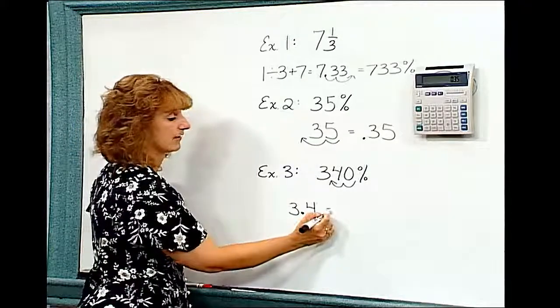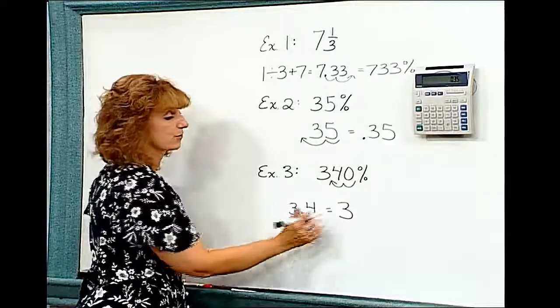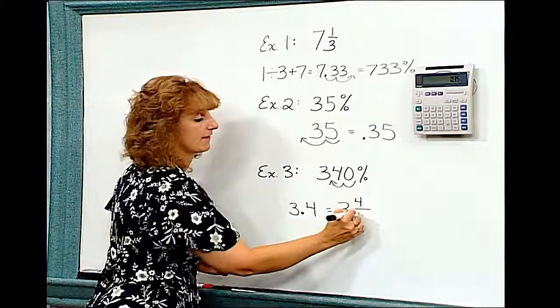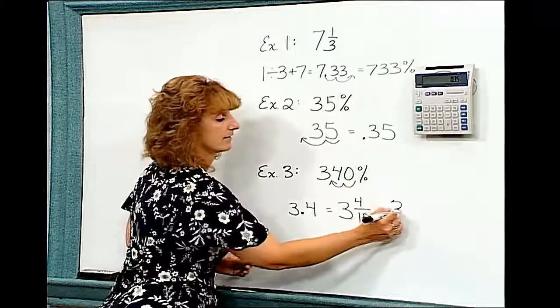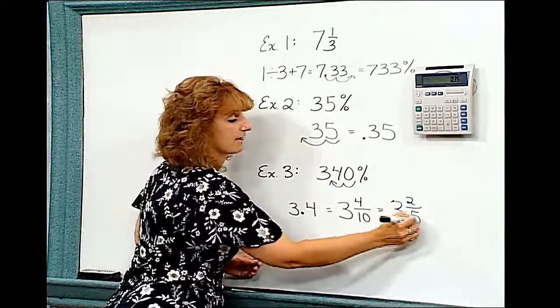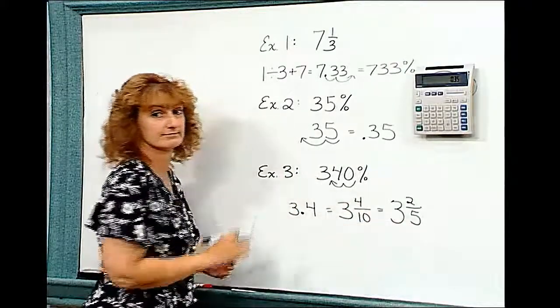We now know that the whole number before the decimal point stays a whole number. There's one place after the decimal, that's 4/10. 4/10 can be simplified, so we can change 340% to 3 2/5.